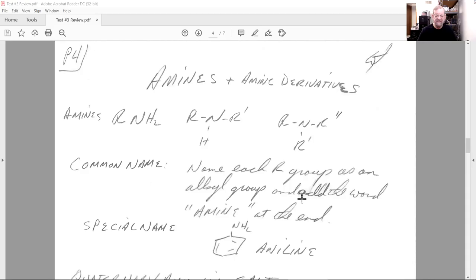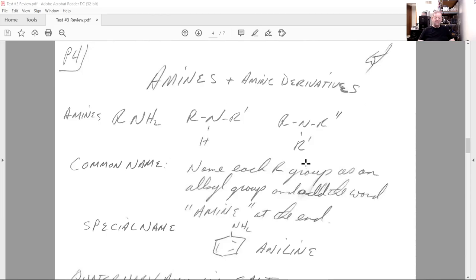Now, next I talked about amines and amine derivatives. Amines have, remember, three bonds or four bonds to nitrogen, unlike carbon, which is always four bonds. And here we have primary, secondary, and tertiary amine, and I'll never ask that. How do you name them? I only ask you to learn the common names. Name each R group as the alkyl group it is, and then add the word amine at the end.